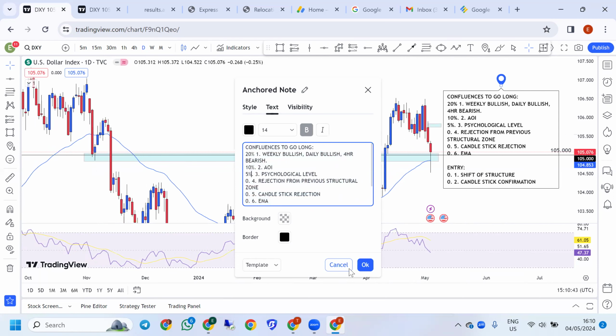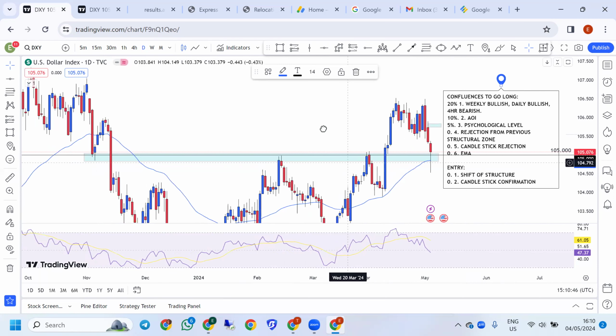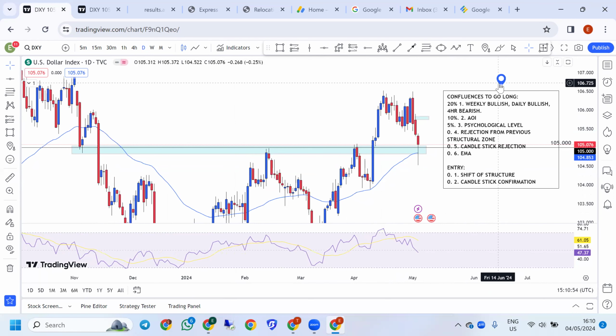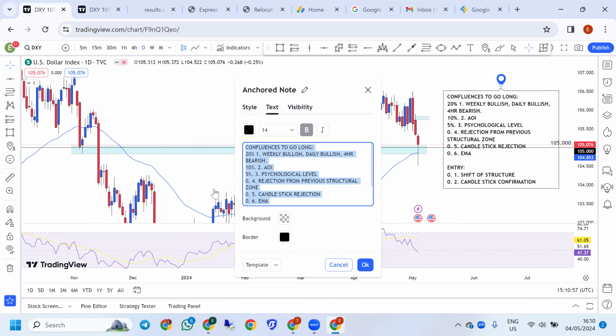Then rejection from the previous structural level. Our previous structural level is this. You can see the market rejected as we dropped here. Yes, I will give that 10%. You see how to form your confluence. Then candlestick rejection. You can see it right there. You give it 10%. So DXY is ready to go up. That's what you're about to see.